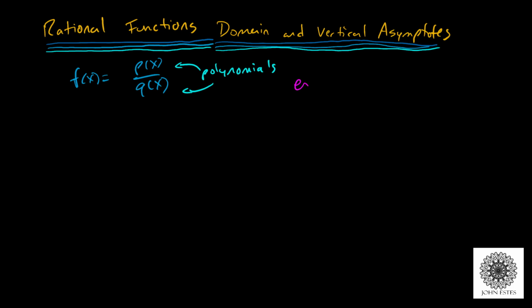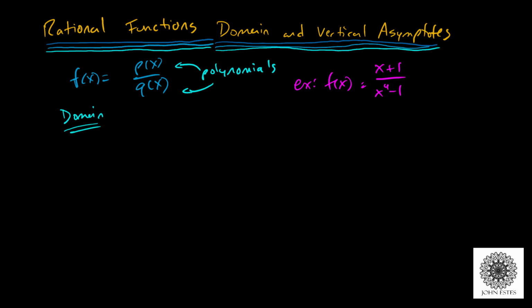Okay, so for example, we might have something like f of x to be x plus 1 over x to the fourth minus 1. That's an example of a rational function. There are two key elements to a rational function that you need to go over when you're first introduced to this concept. The first one is domain. The second one is vertical asymptotes. So I'm going to try to show both of those. But we need to recall what we mean by domain.